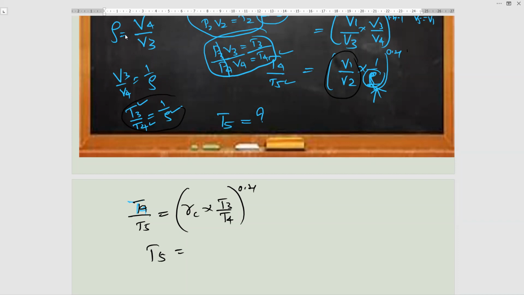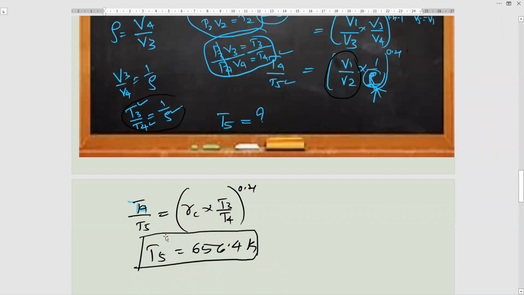So how much will you get for T5? Approximately it should be less than T3 and T4, but it should be more than T1. So I will write 656.4 Kelvin. This is the value of T5. Please cross check your calculator and process. I hope all of you are writing the solution.